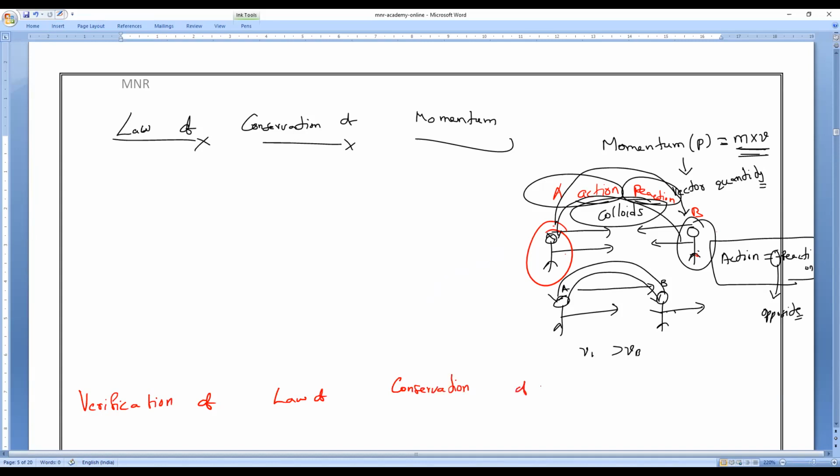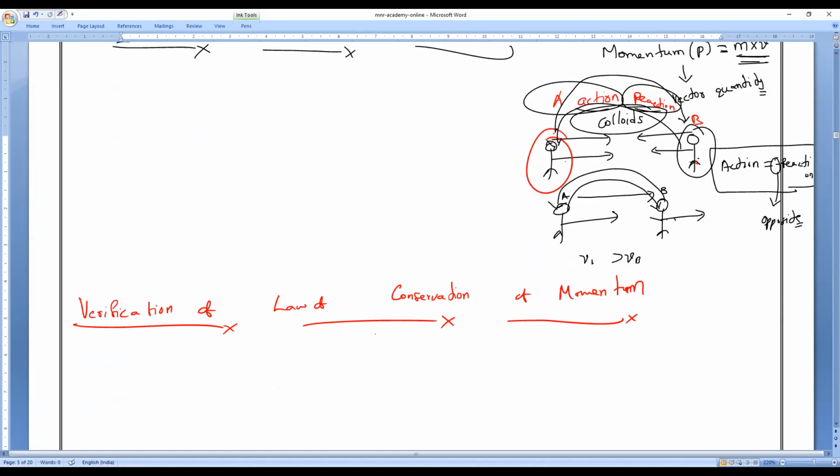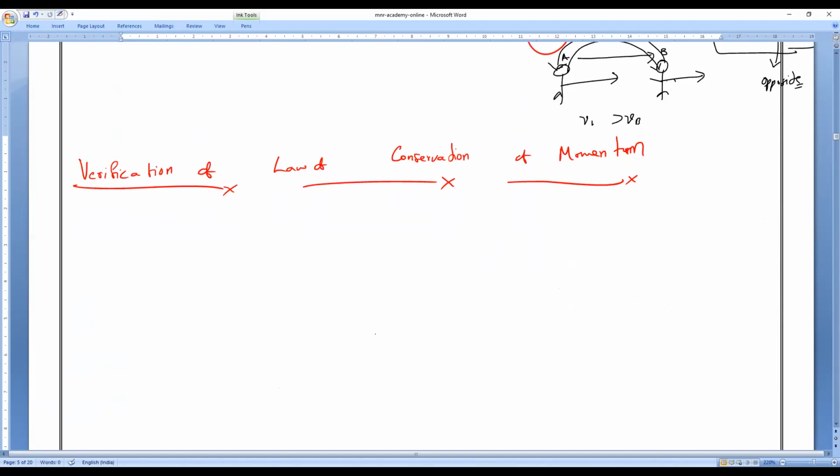conservation of momentum. Mr. Darshan, you also are not focused. Still, you need a lot of things to change behavior and all. Completely focus on studies. So, verification of law of conservation of momentum.